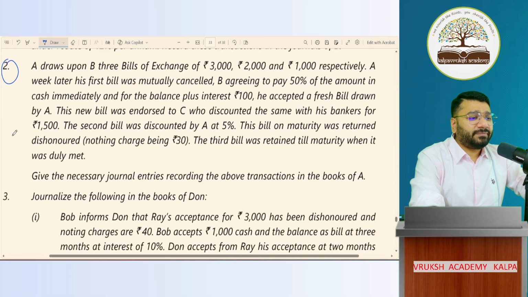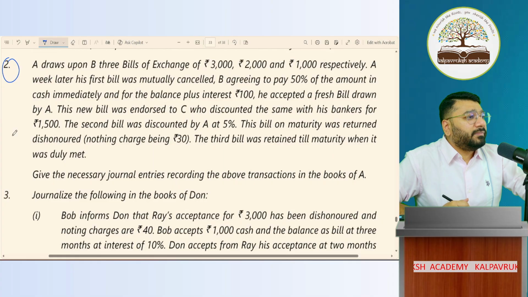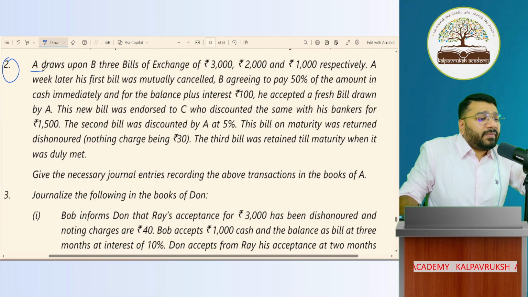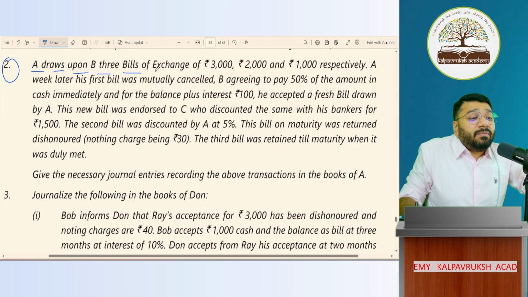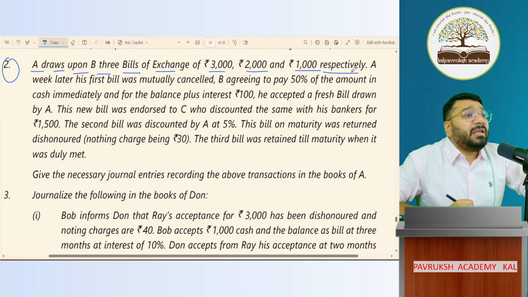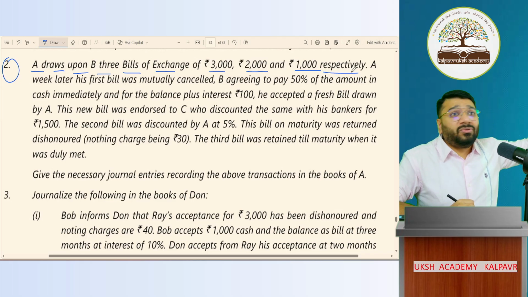Tell fast. Can you do it? Okay, let's do it. A draws upon B three bills of exchange for 3,000, 2,000, 1,000 respectively. How many bills? Not 1, not 2, 3.